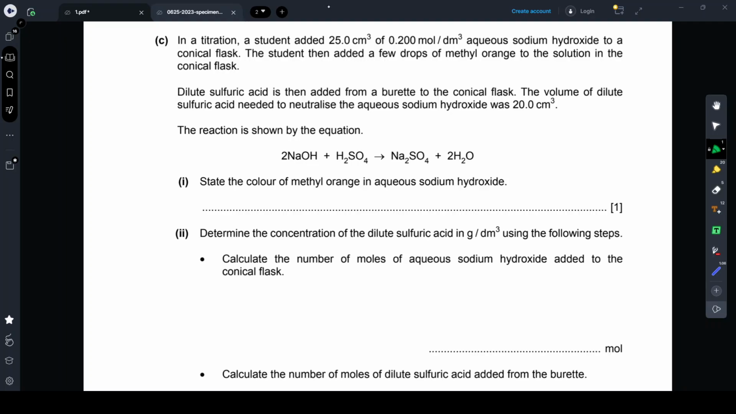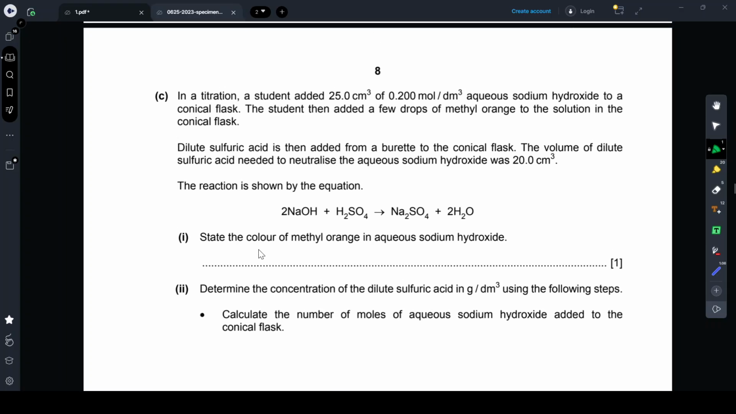So a good thing you want to do during the exam is underline the information. So you've got sodium hydroxide, so that's NaOH. Scroll up a bit, right? So this is NaOH, and you've got 25 cm3 of 0.2 mol/dm3. And then you've got sulfuric acid, so that's H2SO4, and you've got 20 cm3, right? The volume is known, the molarity is unknown.